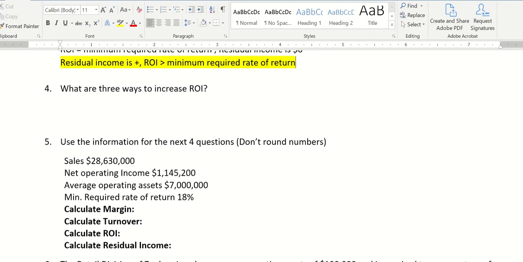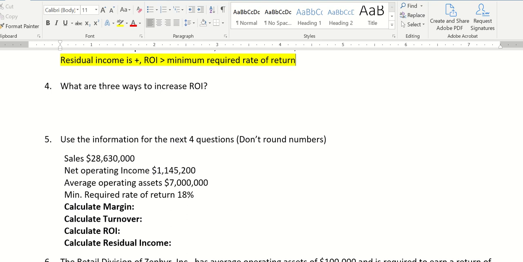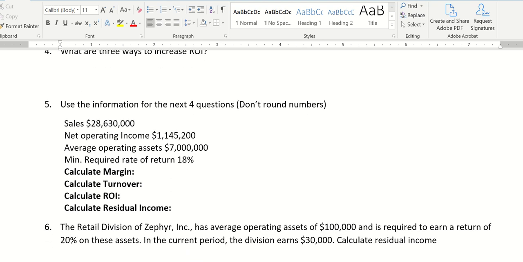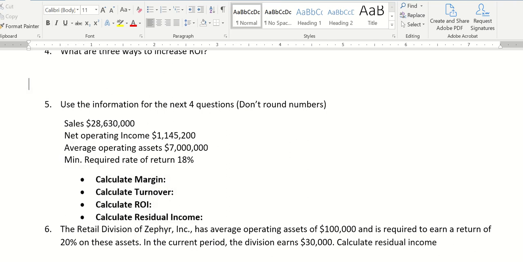So I'll have you list those. Use the information for the next 4 questions. And by the next 4 questions, I mean these ones. So 1, 2, 3, 4. Calculate margin, calculate turnover, calculate ROI, and calculate residual income. But I'll have you calculate margin, turnover, ROI, just like we did last time.